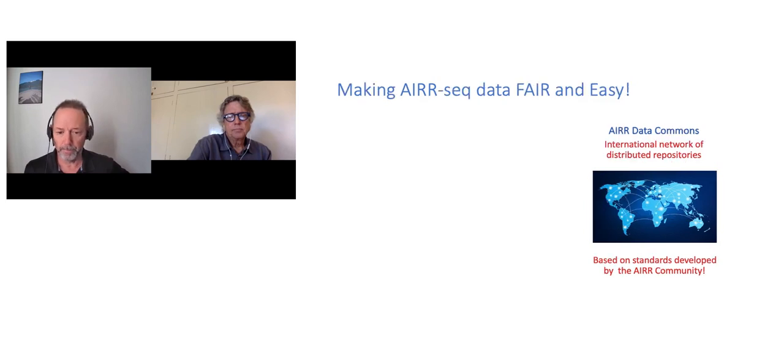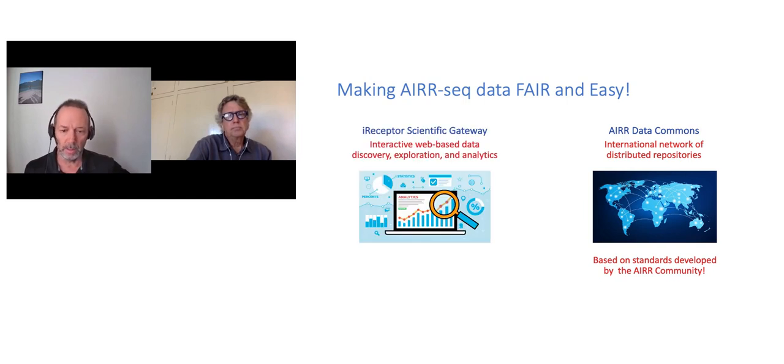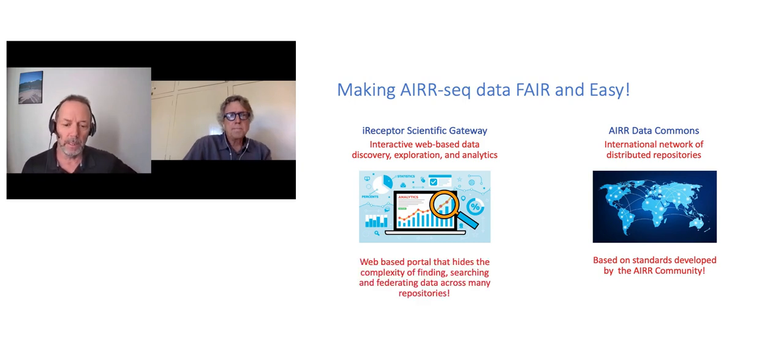Now, one of the key things is, having data be FAIR is important, clearly, but it has to be easy to use. So one of the things that we've been working on in our project in particular is what we call the AIRR Receptor Gateway. The AIRR Receptor Gateway is a web portal. It's designed for interactive web-based discovery, exploration, and analytics of AIRR-seq data. And what that does is it basically allows you to issue queries through the web portal, and it hides the complexity of finding and searching and federating data across many repositories.